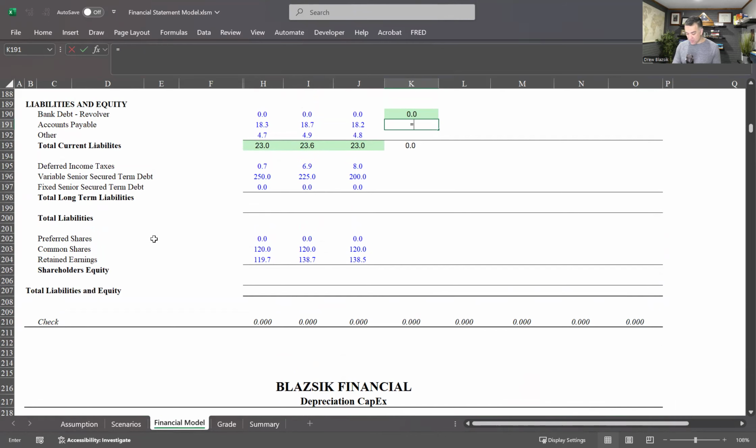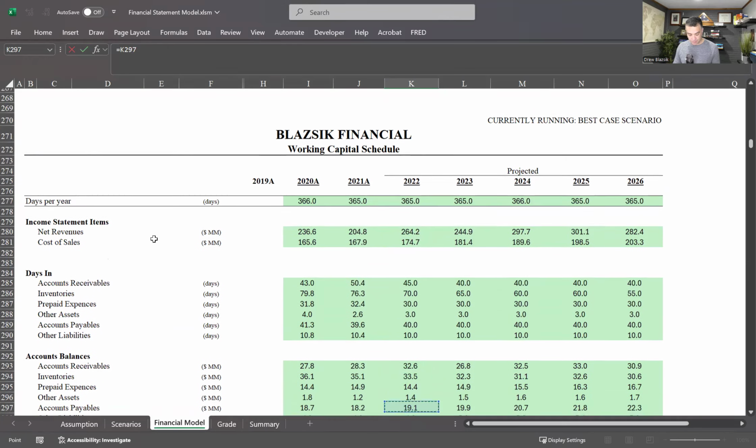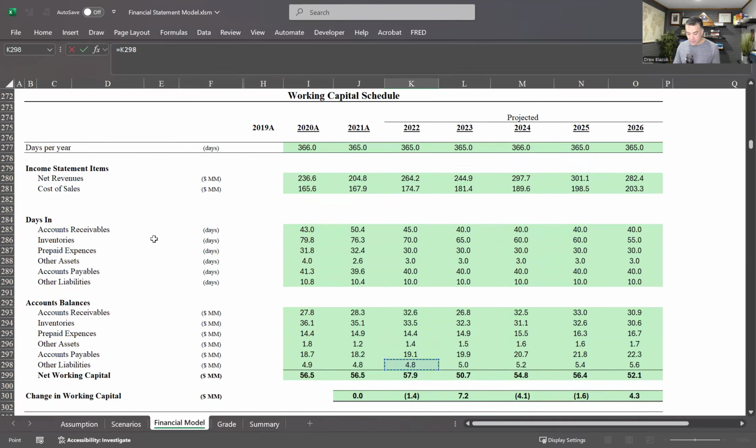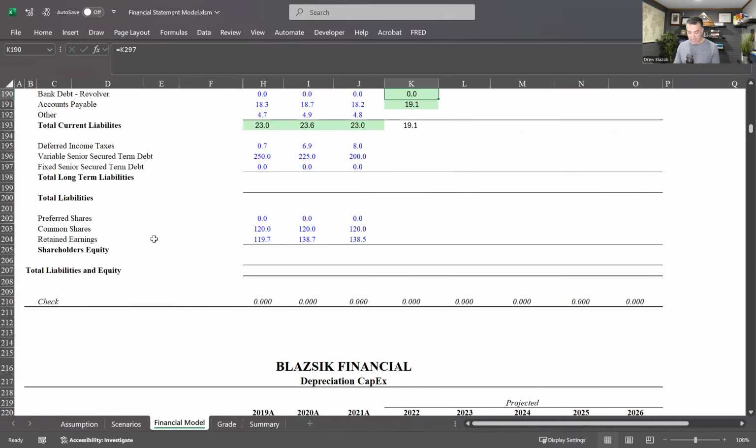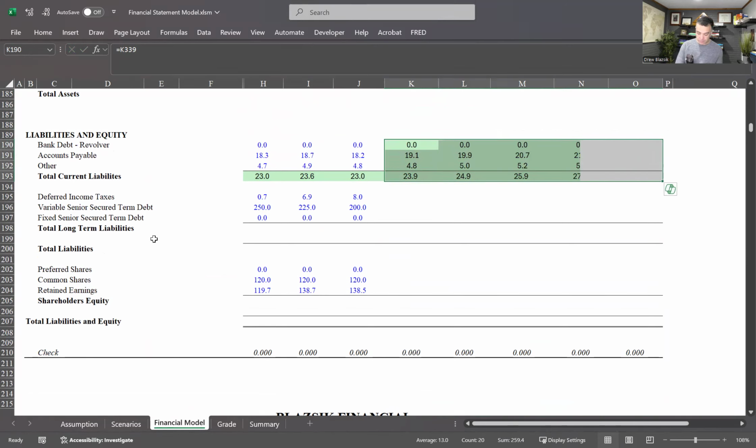And then next we got accounts payable and other. That is going to be located on the working capital. So those are going to be the last 2, the 19.1 and the 4.8. I'm going to drag it down again. They're going to be right next to each other. Just we're going to have the balance sheet. That's how we're going to situate our working capital. Okay, that's solved.